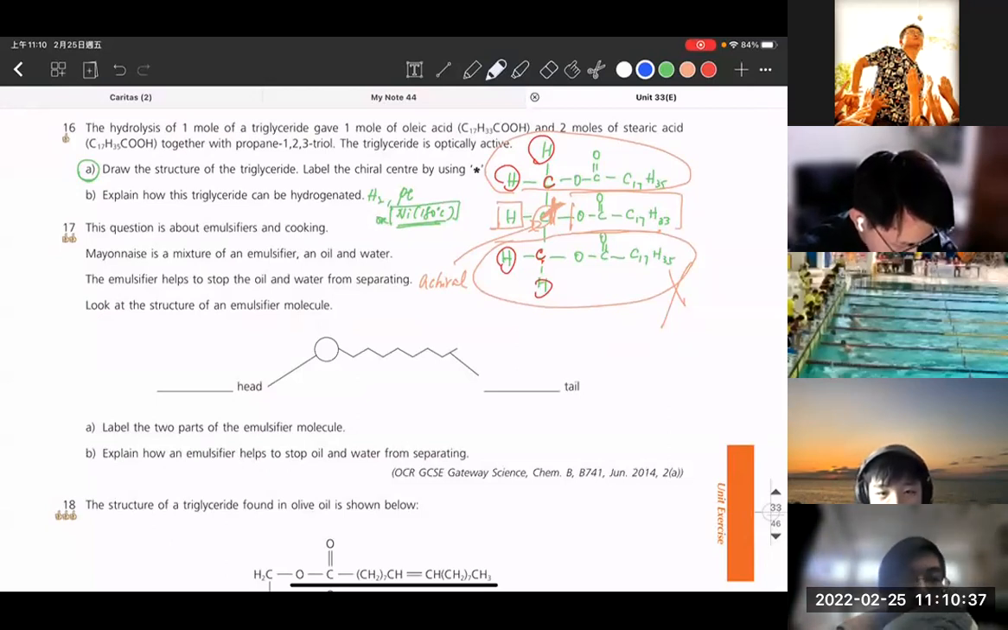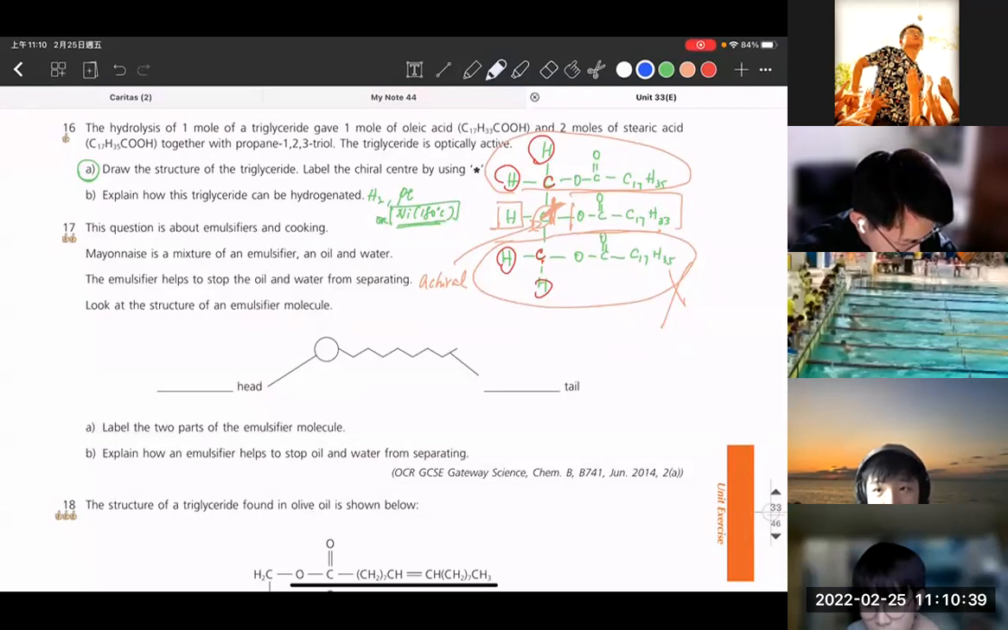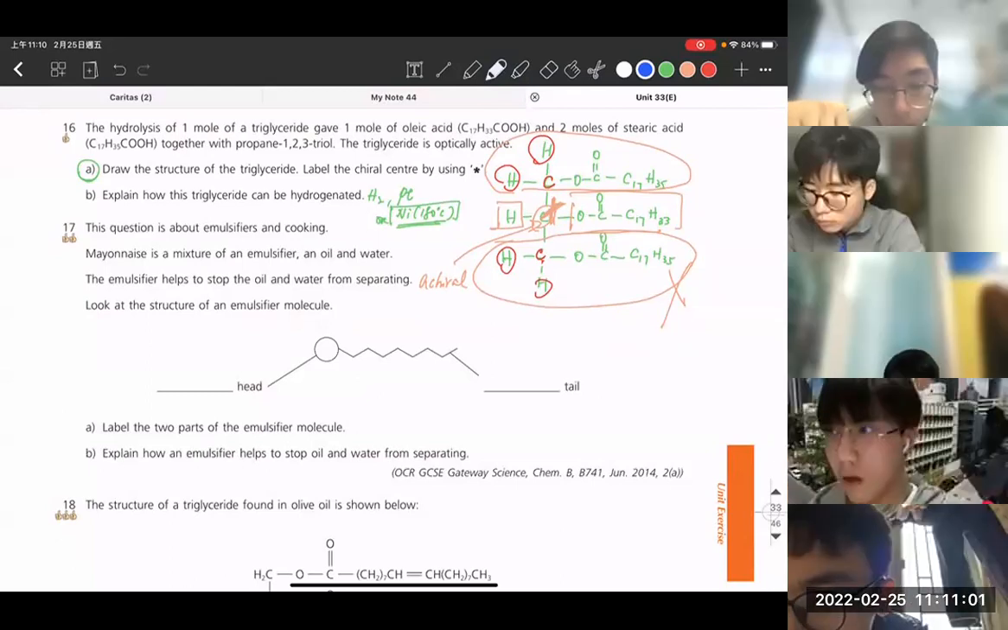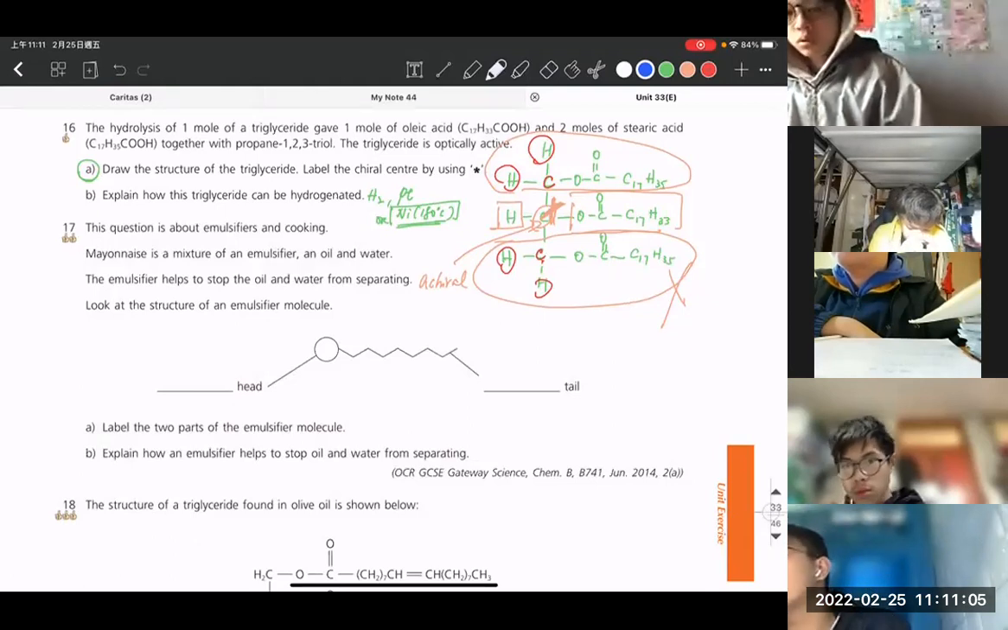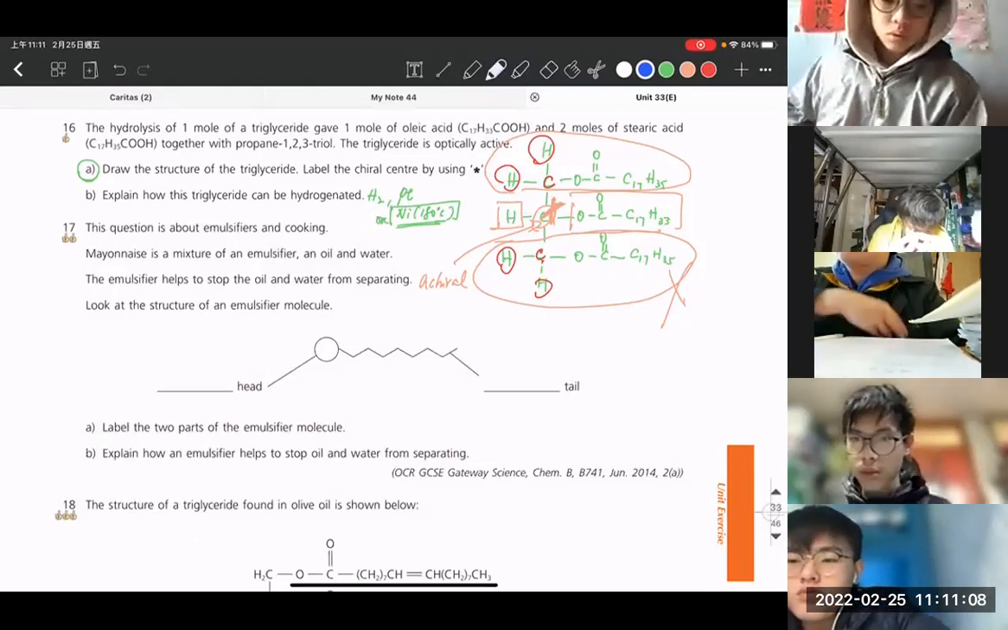Okay, it's a thick paste. It's a mixture of emulsifier, oil, and water. So label the 2 parts of the emulsifier molecule. Left hand side, what is that?